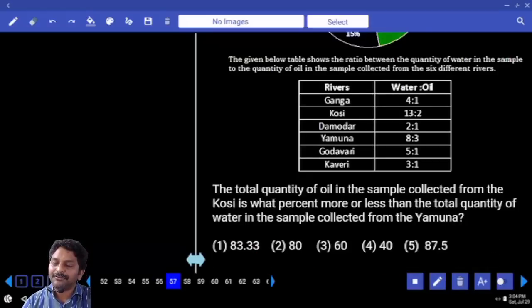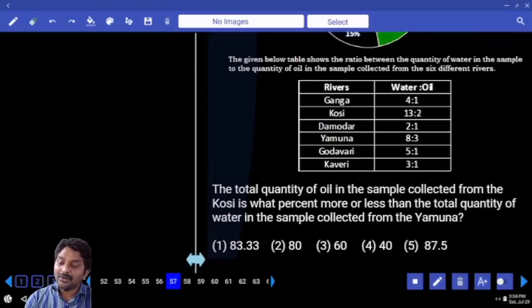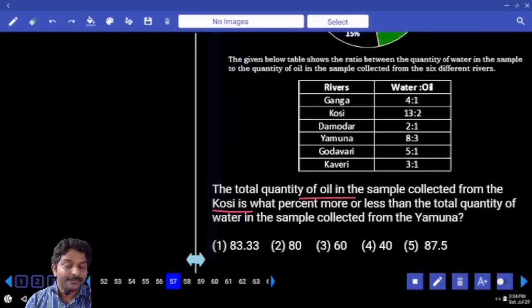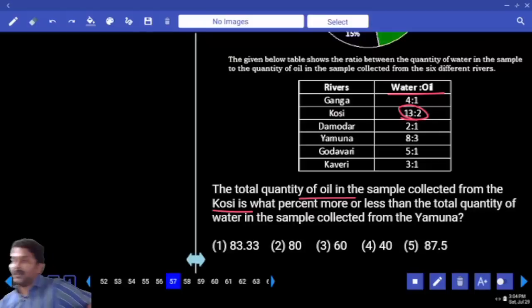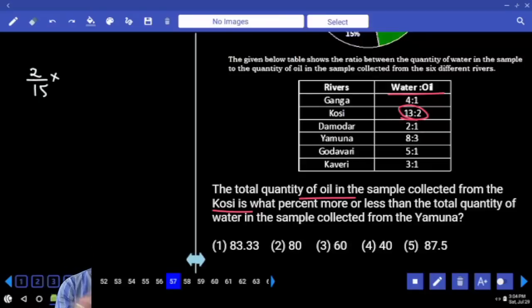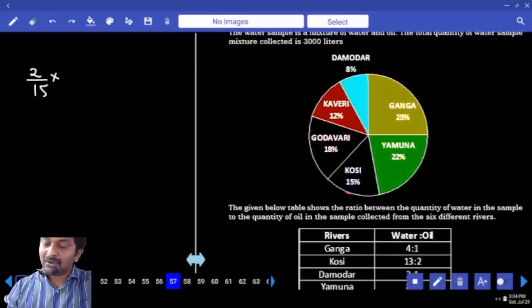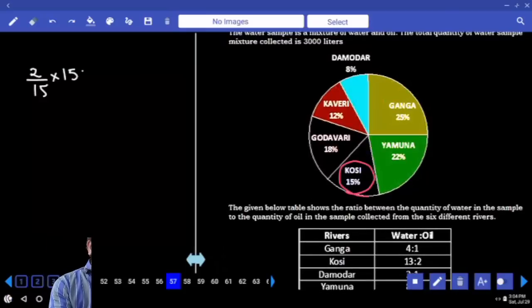Find the total quantity of oil in the sample collected from the Kosi is what percent more or less than total quantity of water in the sample collected from Yamuna. In Kosi river, what do you want? Water to oil ratio in Kosi river is 13:2 only. Total how many parts? Oil, that means 2 out of 15 among Kosi River, what percent we have? 15%. How much is this? 2%. I need only percentage, that's it, no problem.